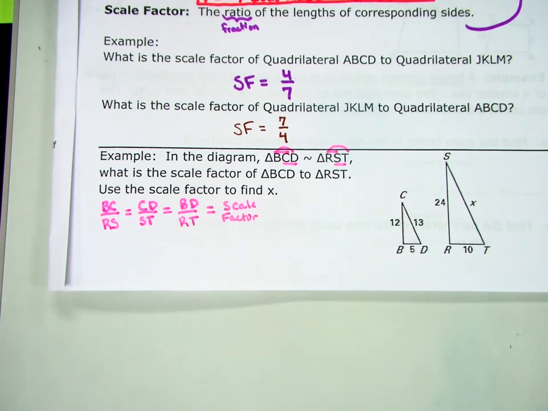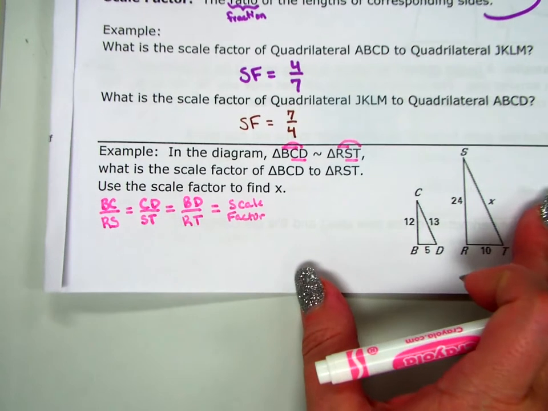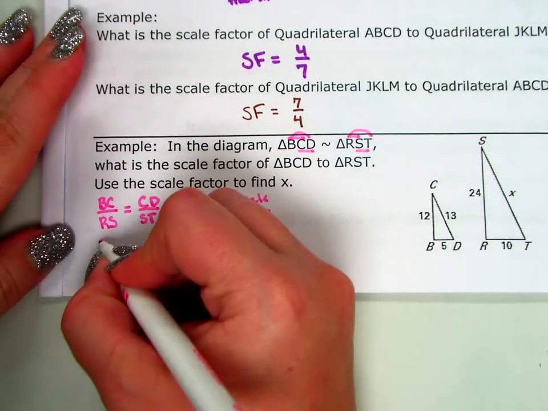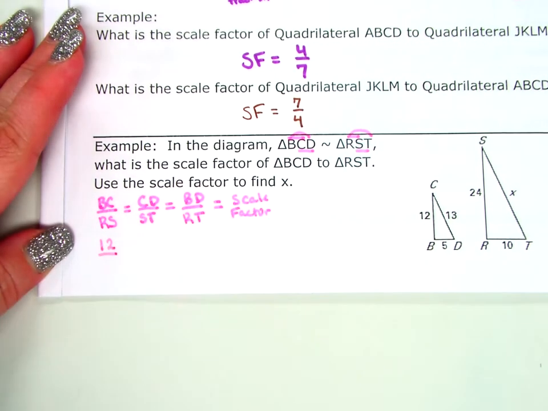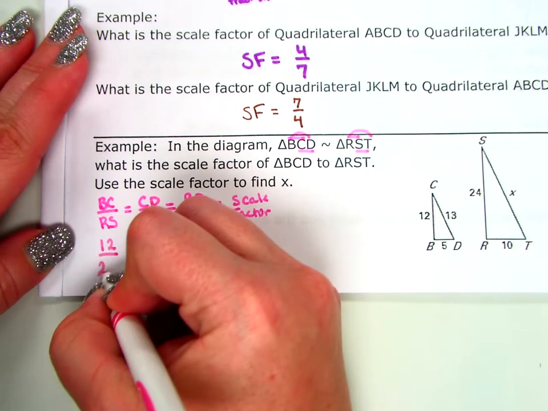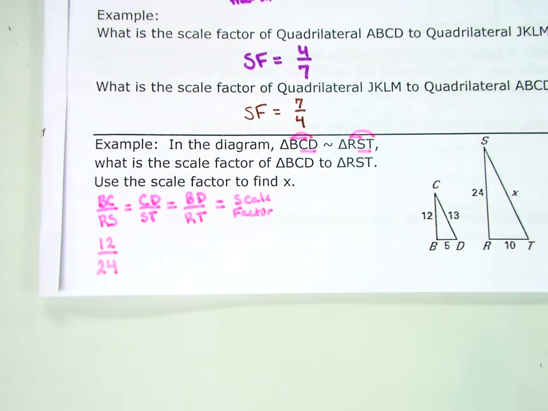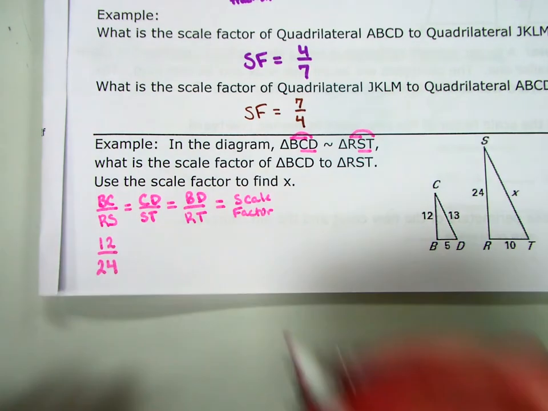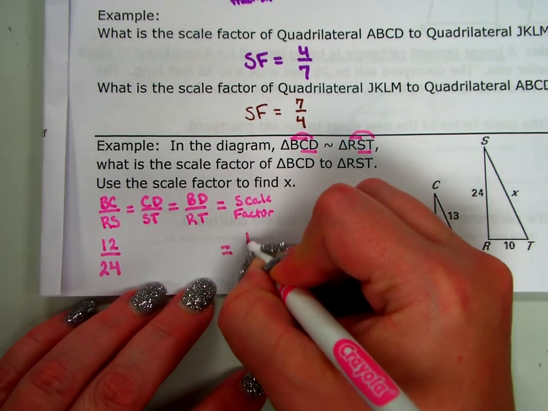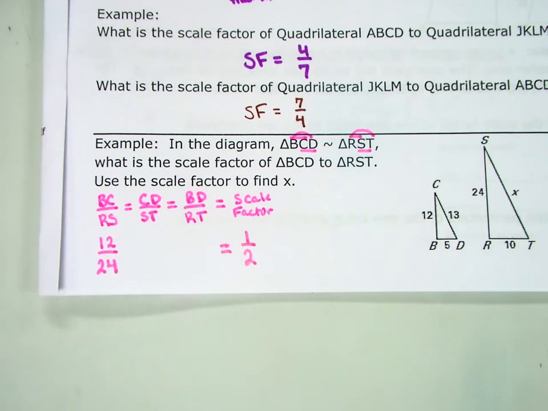So then I'm going to fill them in. What is BC? 12. What is RS? So that's all I need for the scale factor. When it says, what is the scale factor, I can already tell you what the scale factor is. Because what is 12/24 reduced to? 1/2, 1 to 2. So that's telling me that this one is 1/2 the size of this one, scale factor. The one on top is half the size of the one on the bottom.